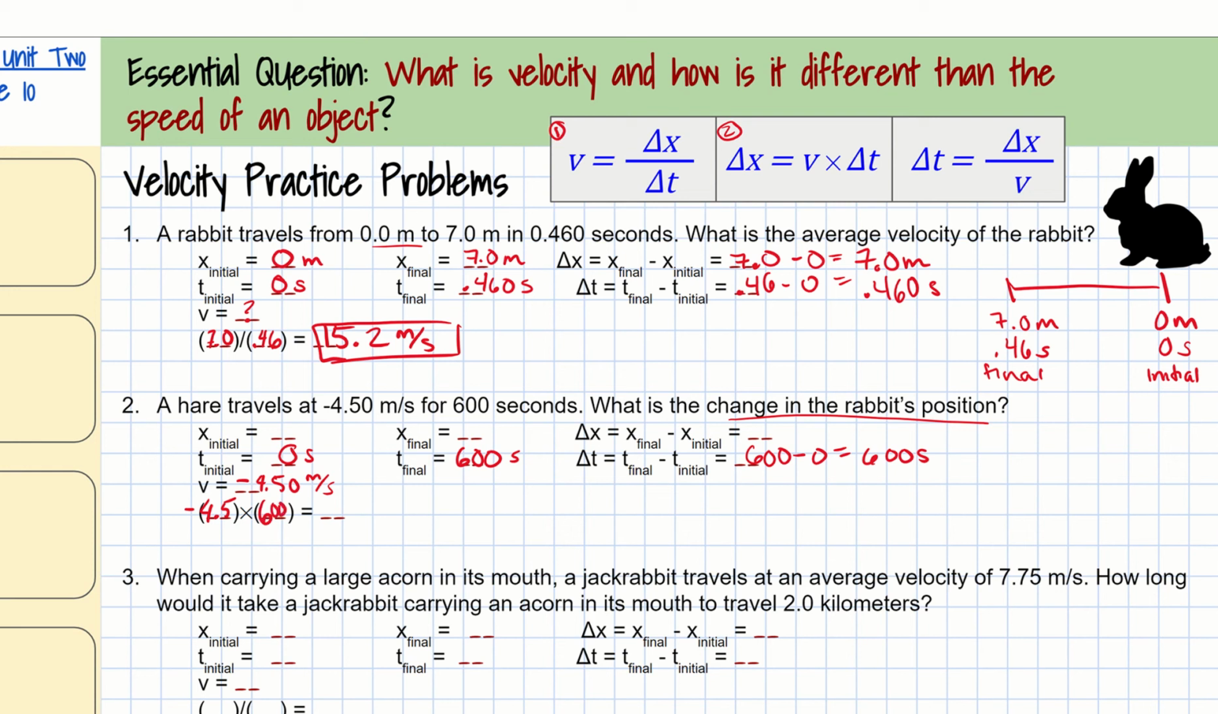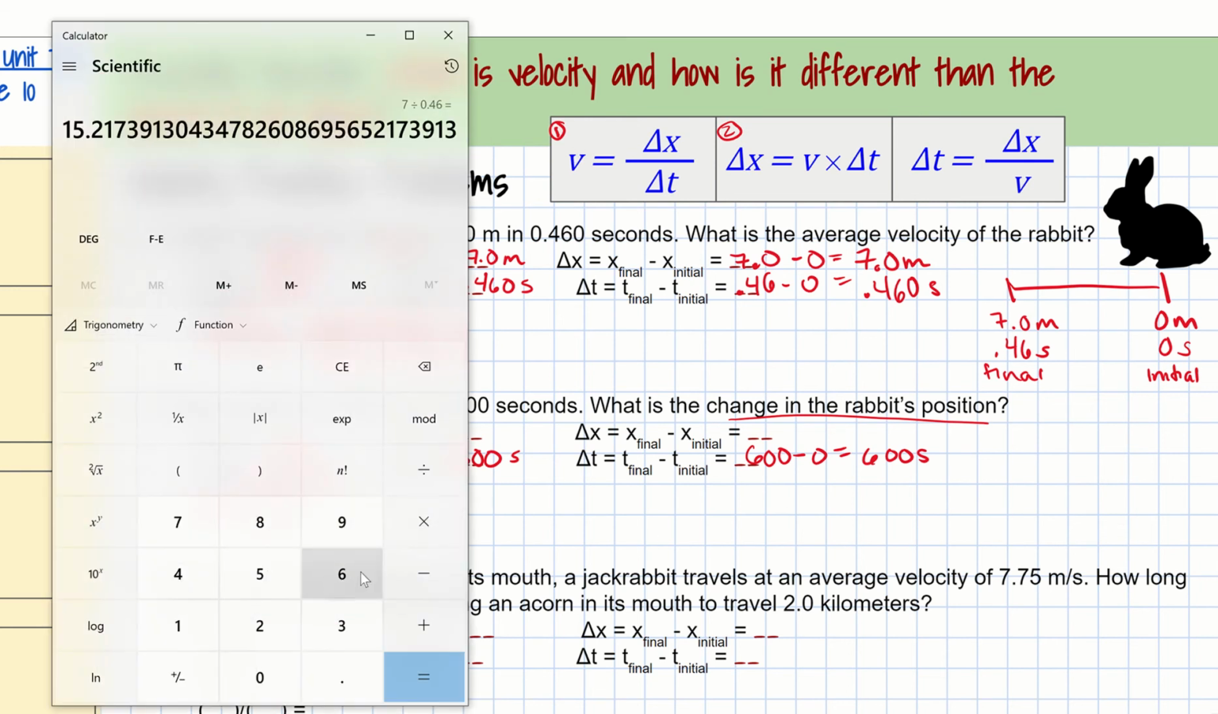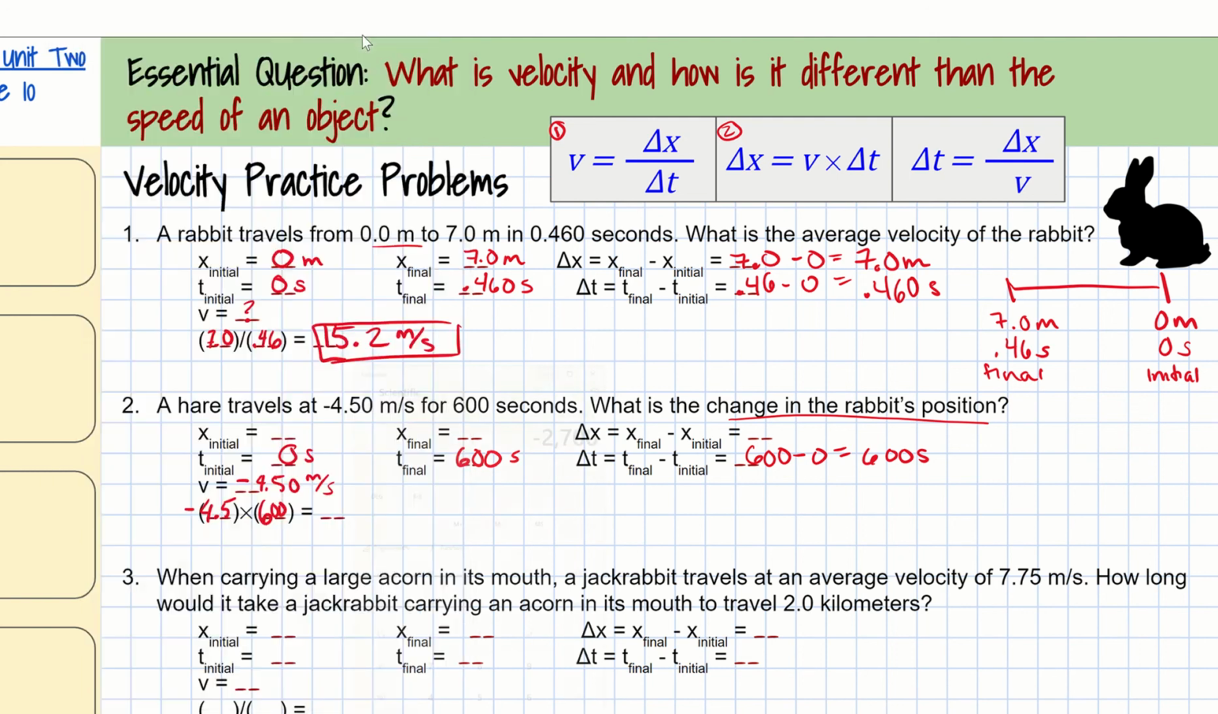I'm going to run out of space in here. I should have made those longer for doing this on OneNote. So we have negative 4.5. Here, let's clear our calculator. Negative 4.5, actually I think I have to press the negative after, times 600. And we get negative 2,700.